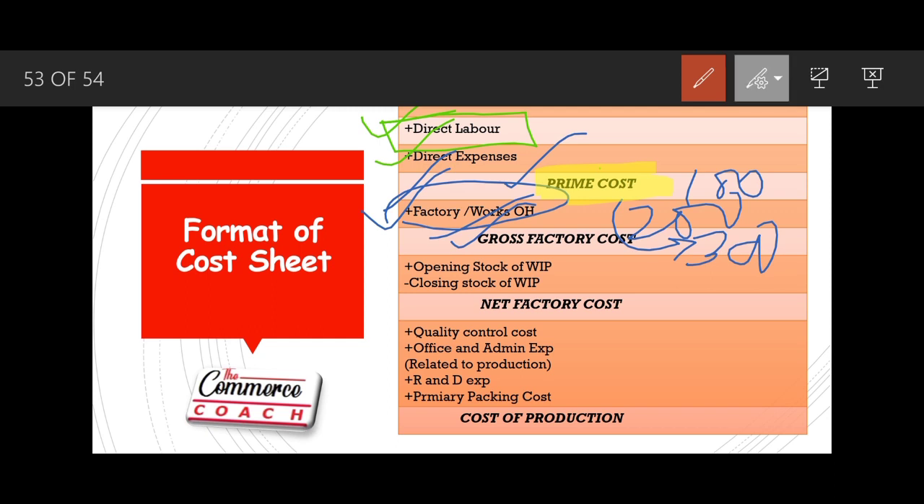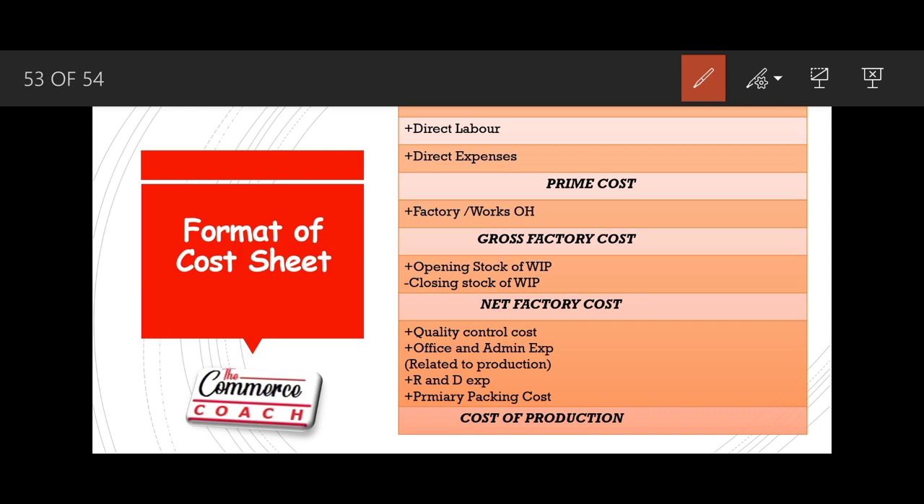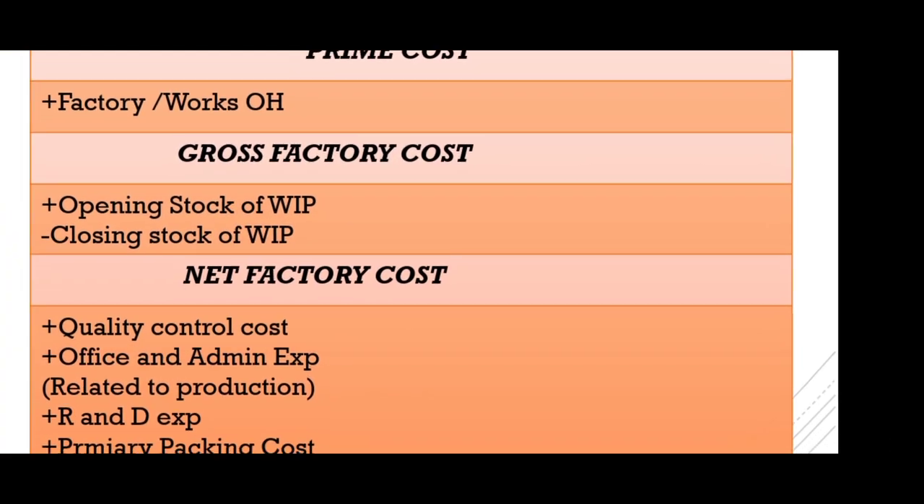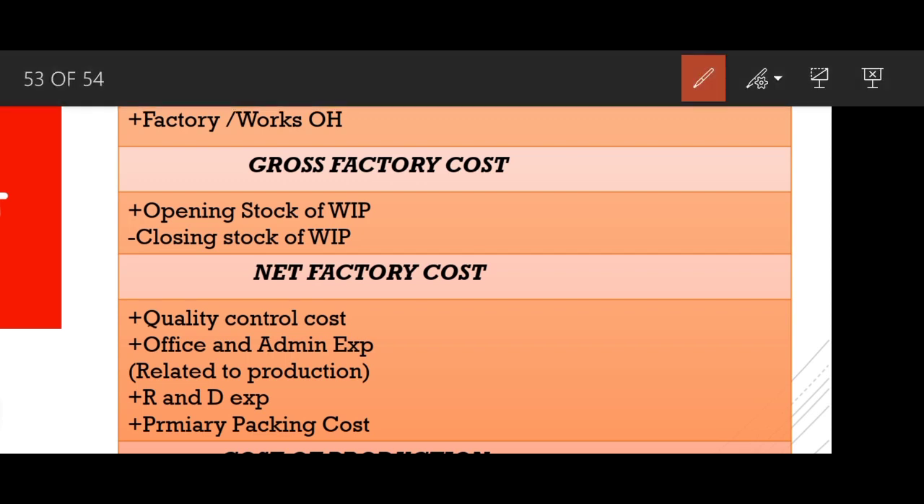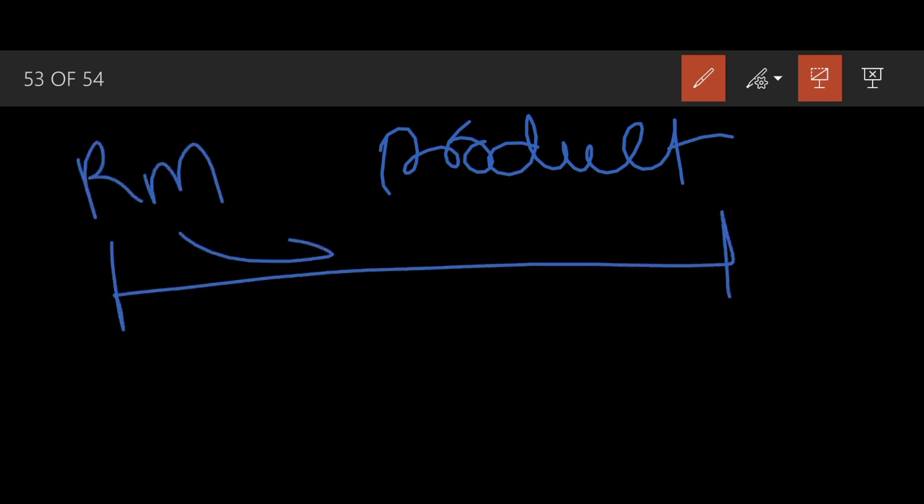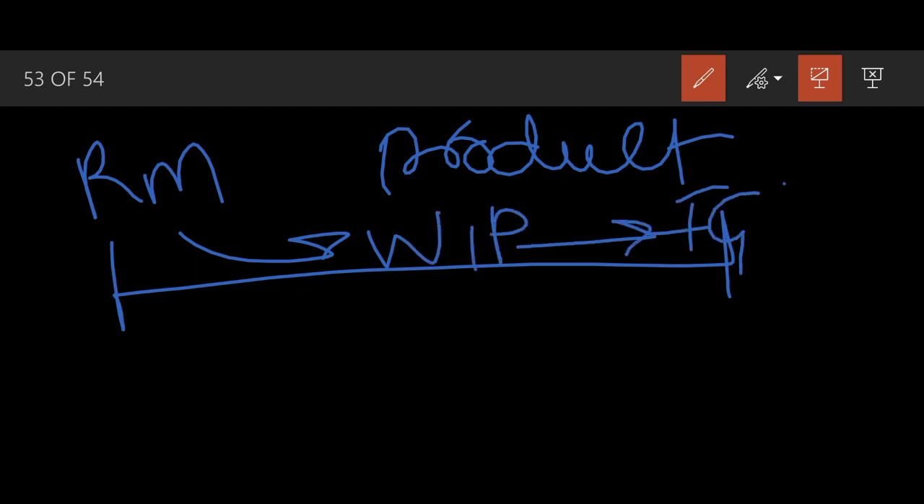Okay, now we will be having gross factory cost here. It is only a gross factory cost, not net, only gross. Now we will be adding opening stock of WIP. There are three stages of a product life cycle. Basically the product starts with raw material, then we process it, it becomes WIP, then it becomes finished goods.